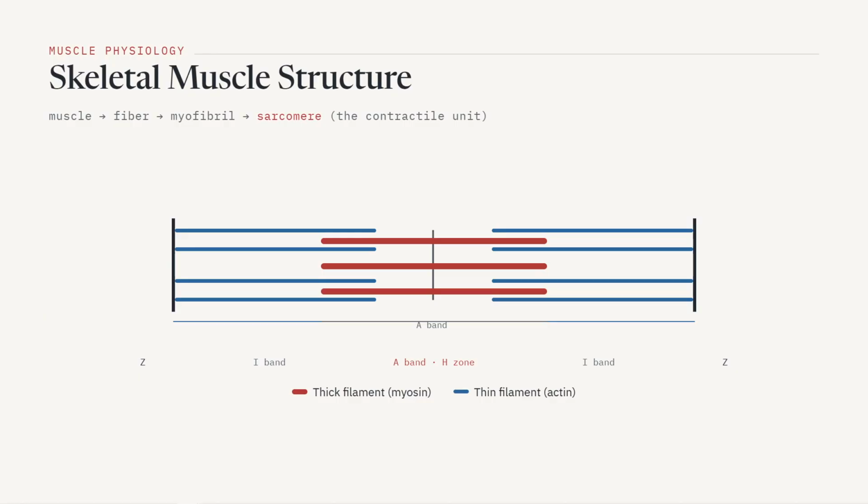Their arrangement gives the bands you see on screen. The A band spans the full length of the thick filaments. The I band contains only thin filaments near the Z-lines. And the H zone, in the middle, contains only thick. Keep this map in mind. The next slide is all about what happens to these bands when muscle shortens.